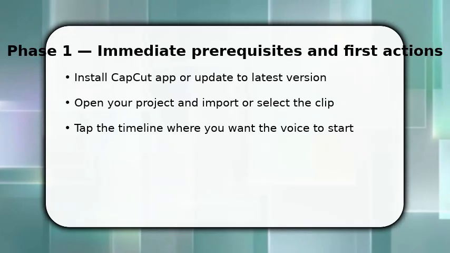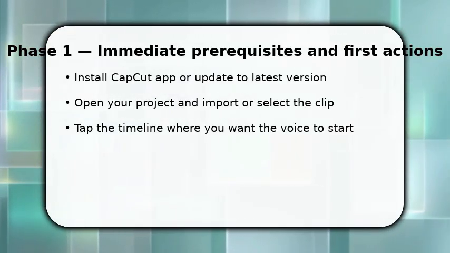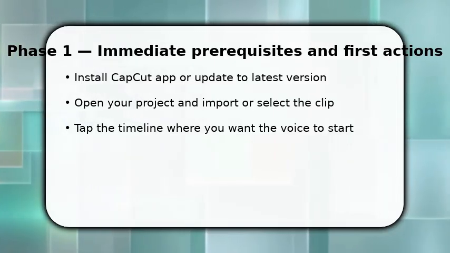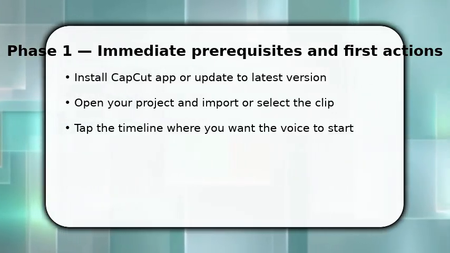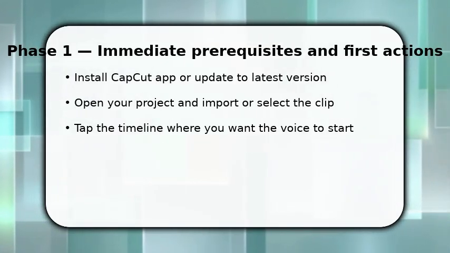You'll start by opening CapCut and loading the clip you'll add speech to. Make sure the app is updated so the TTS feature appears. Once your video is on the timeline, tap the playhead where you want the voice to begin. Then open the text or audio menu.